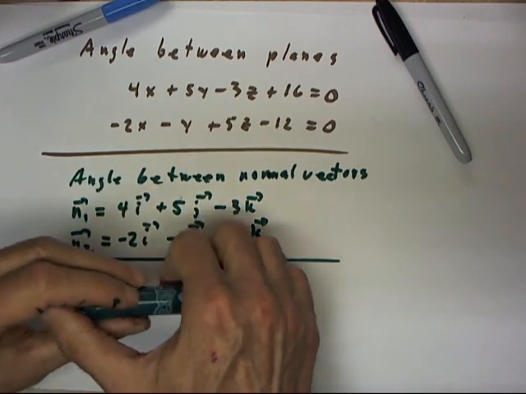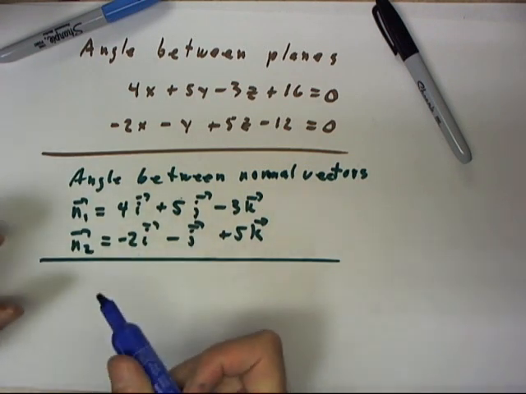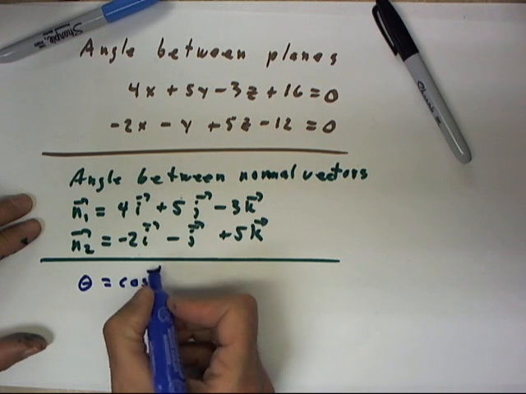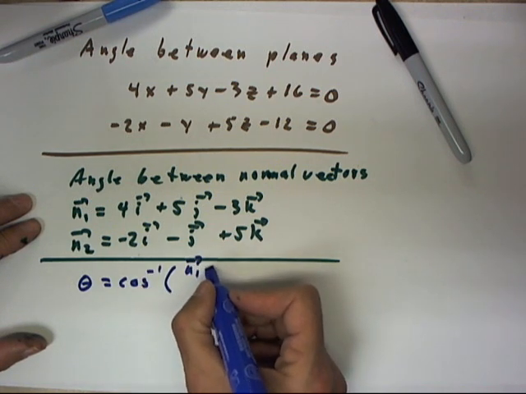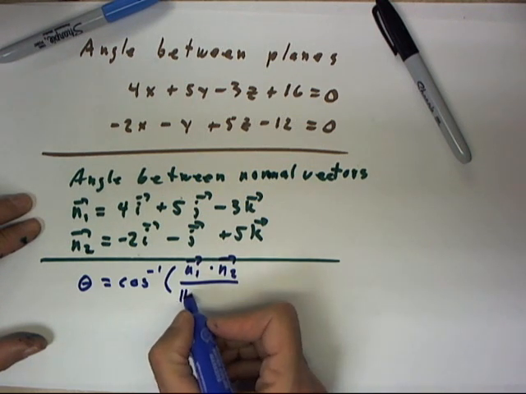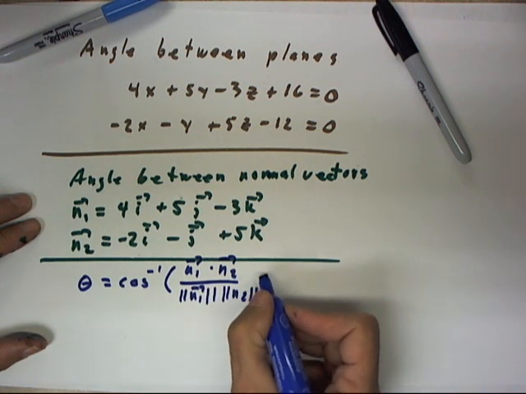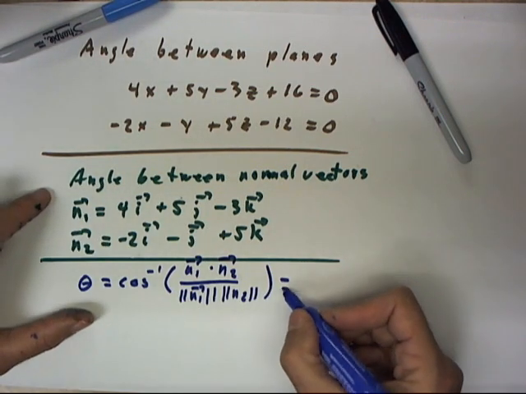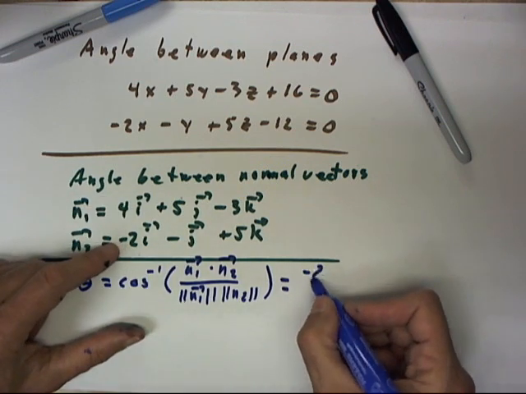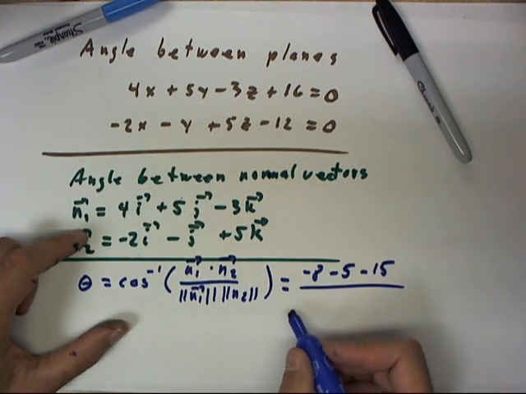Well, that's very easy. We just use what we know about the dot product, and the angle is going to be the inverse cosine of n1 dot n2 divided by the magnitude of n1 times the magnitude of n2. Now, I'm not going to write out all the details. The dot product is negative 8. J components give us negative 5. The K components give us negative 15.